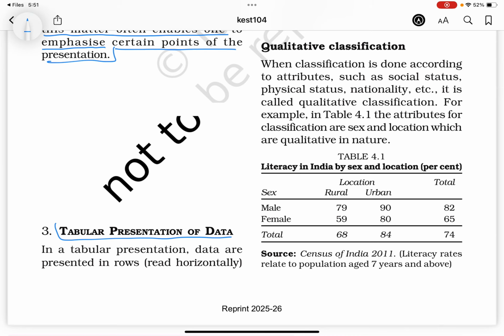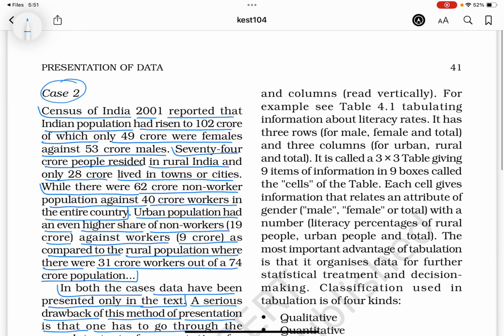Tabular presentation of data. In a tabular presentation, data are presented in rows, read horizontally, and columns, read vertically. For example, see Table 4.1, tabulating information about literacy rates. It has 3 rows for male, female, and total, and 3 columns for urban, rural, and total. It is called a 3 into 3 table, giving 9 items of information in 9 boxes called the cells of the table.